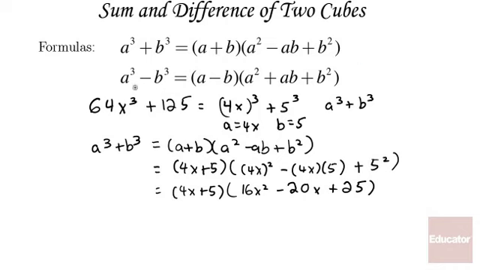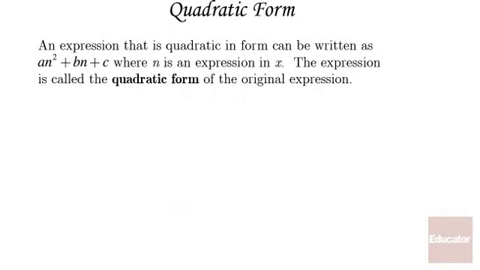For the difference of two cubes, it's a very similar idea, only you end up with a negative sign here and a positive here. Same idea, just different signs. So 64x cubed plus 125 factors out to this. And then from there, in some cases, you may be able to go on with your factoring.